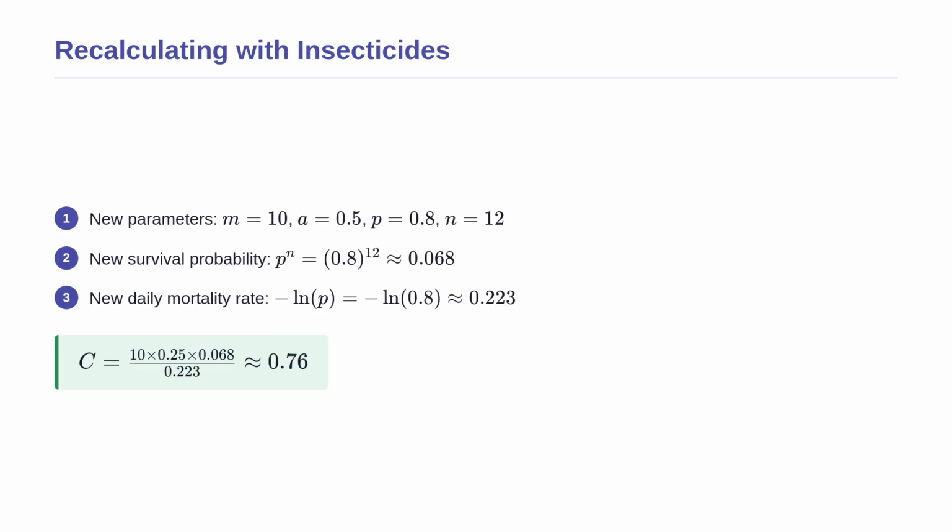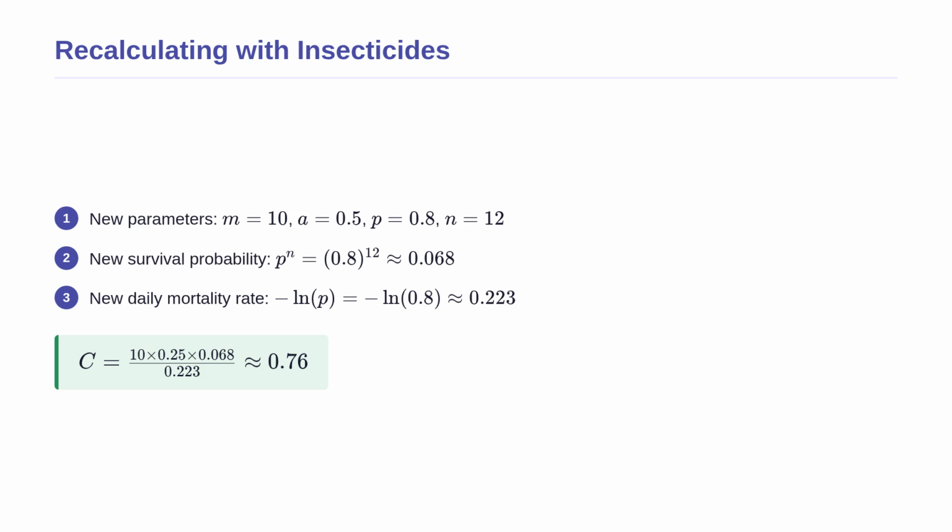Let us recalculate the vectorial capacity using our new daily survival rate of 0.8. We want to see how this seemingly small 10% drop affects the overall transmission potential. First, we calculate the new survival probability. Because the mosquito must survive 12 consecutive days, we calculate 0.8 to the power of 12.